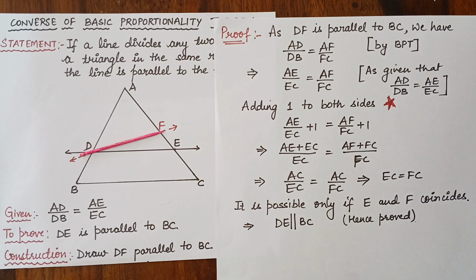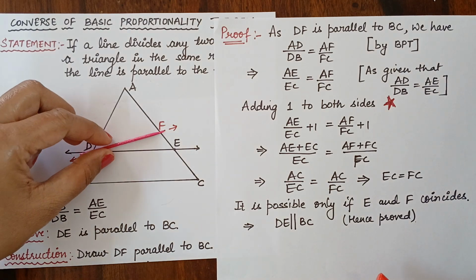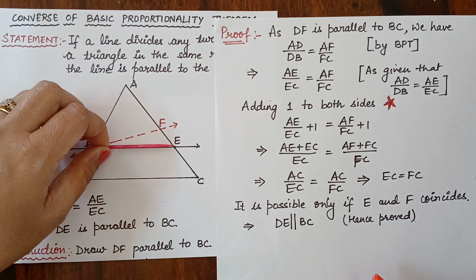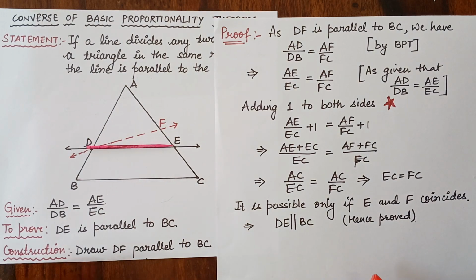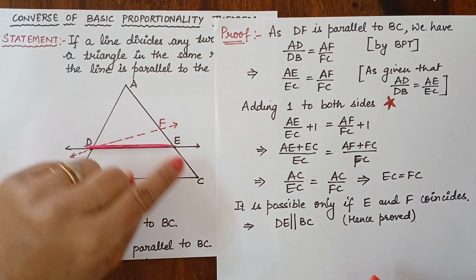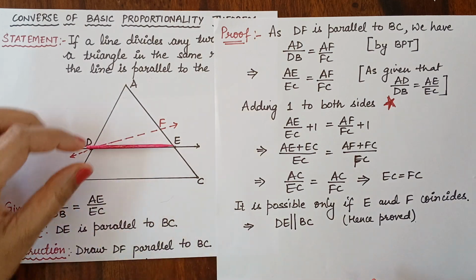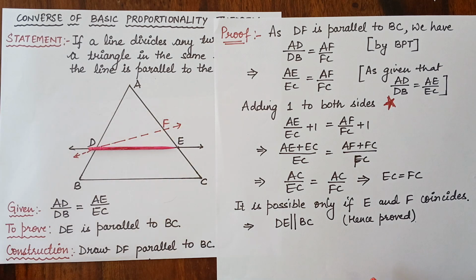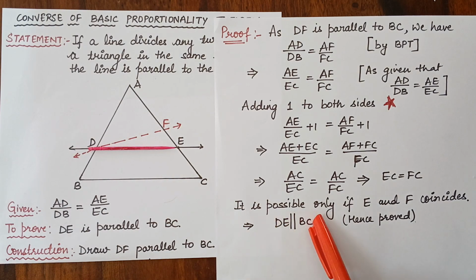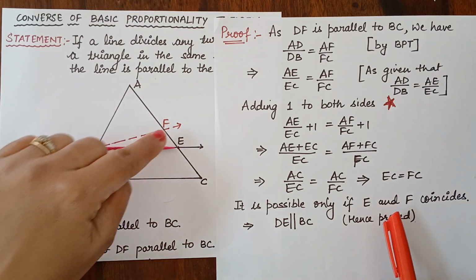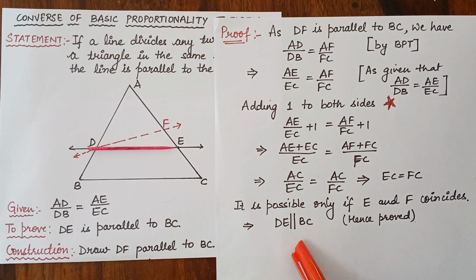Now, EC is equal to FC is possible only if E and F coincide. Only if this line will be here, because C is the fixed point, right? So, EC will be equal to FC. Suppose EC is 5 centimeter and FC is also 5 centimeter. This is possible only if E and F are at the same point. So, if E and F are coinciding and we have already taken that DF is parallel to BC, it means DE is parallel to BC. Hence proved.